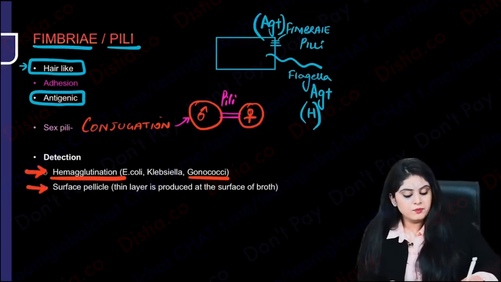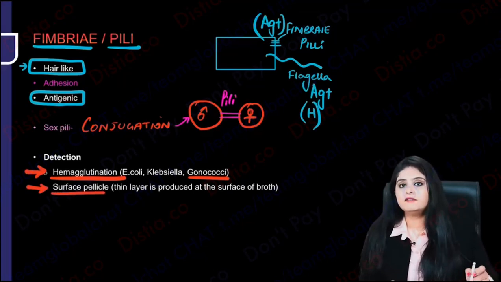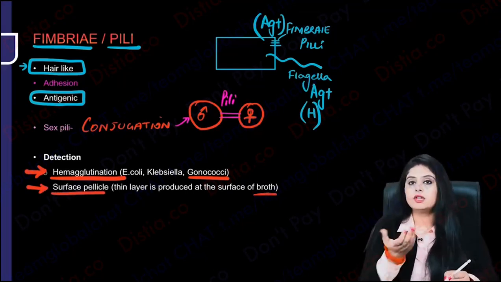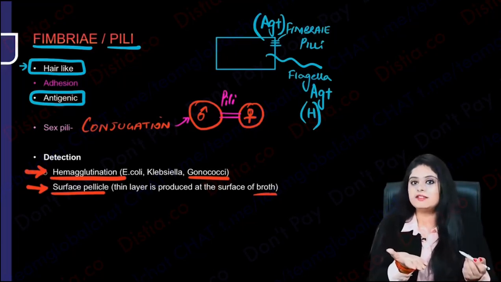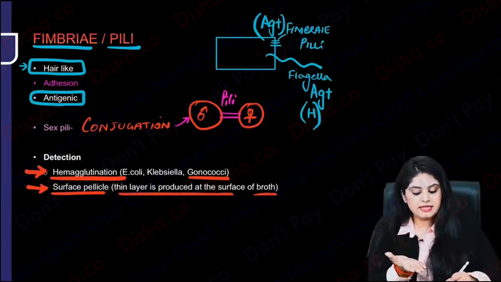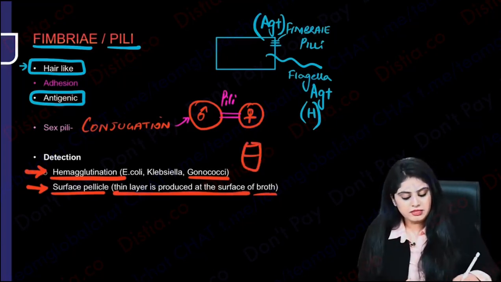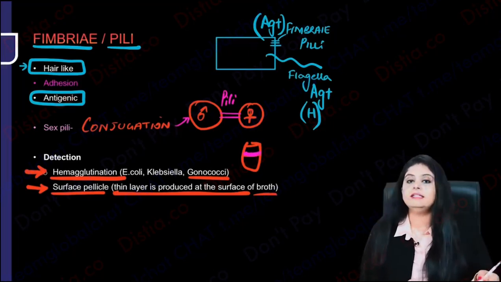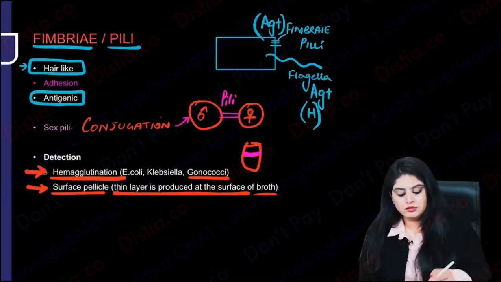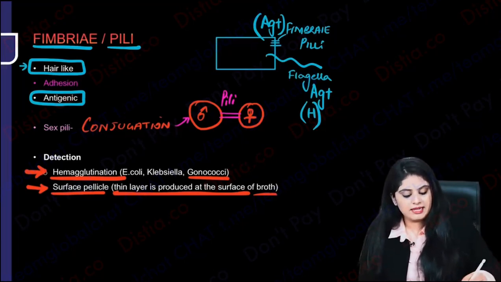Next, you have to do a surface pellicle test. It is found that if you take a broth or a culture media, and if an organism has a pili, you will see a thin layer at the surface. You will see a pellicle at the surface. Basically, if you see a pellicle at the surface, this means that there is a pili present. So simple, if there is a pellicle, there is pili.